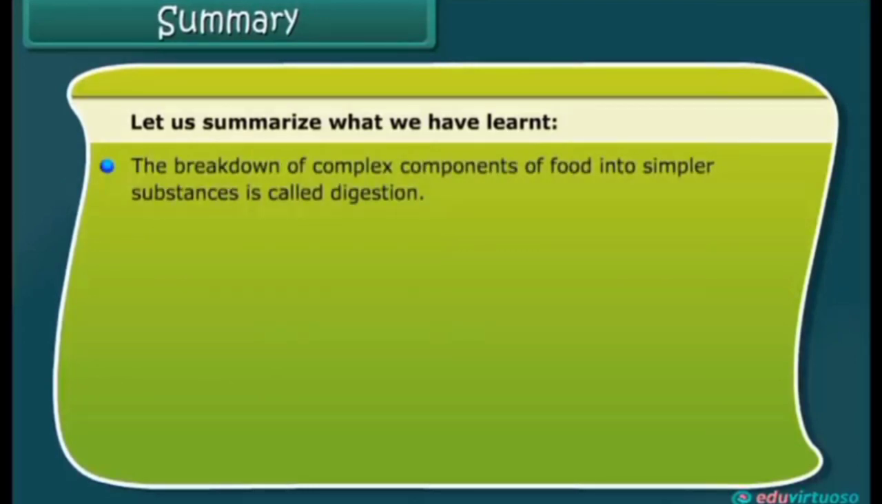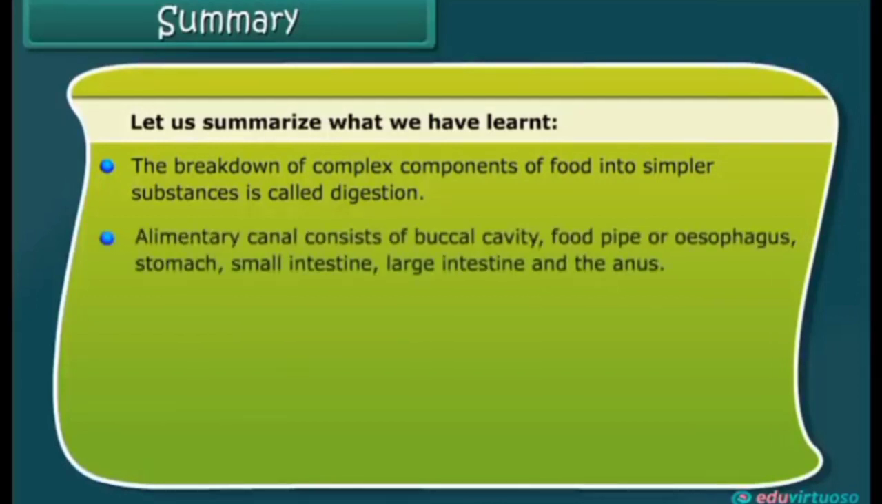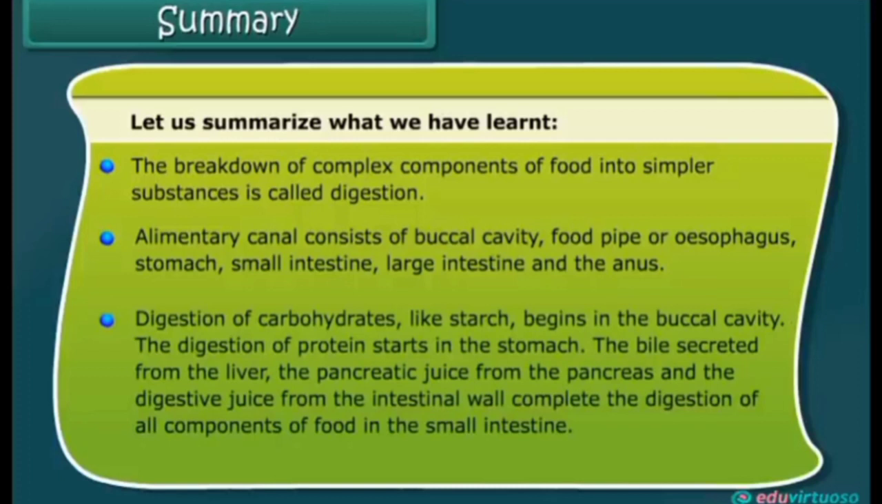The breakdown of complex components of food into simpler substances is called digestion. The alimentary canal consists of the buccal cavity, food pipe, or you can say esophagus, stomach, small intestine, large intestine, and the anus. Digestion of carbohydrates like starch begins in the buccal cavity. The digestion of proteins starts in the stomach. The bile secreted from the liver, the pancreatic juice from the pancreas, and the digestive juice from the intestinal wall complete the digestion of all components of food in the small intestine.